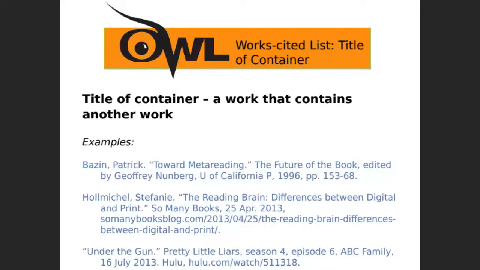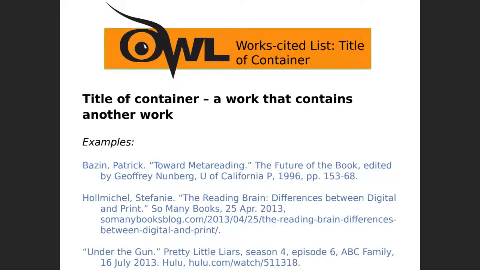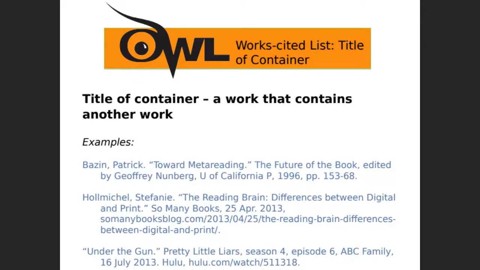So now title of container, a work that contains another work. So these are some examples. The future of book, edited, so you would be specifying what it is.